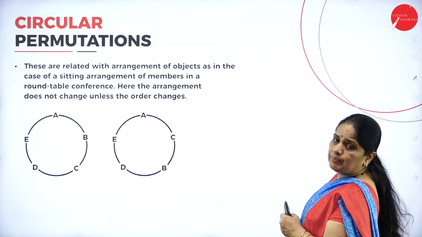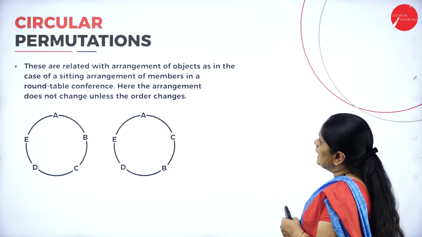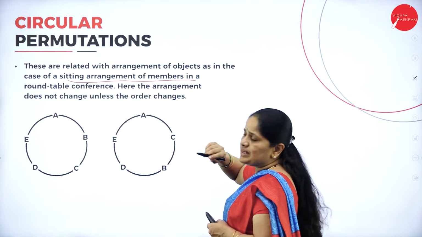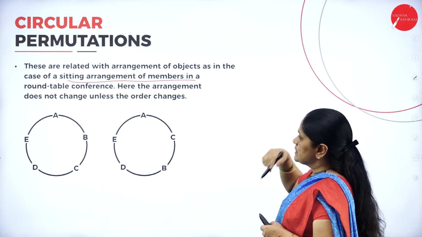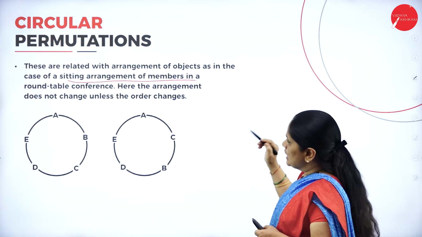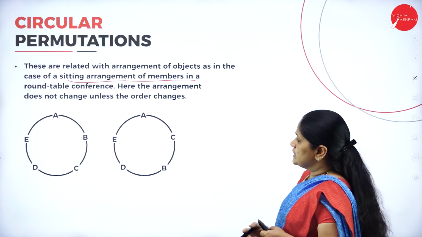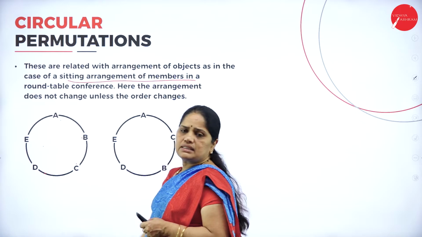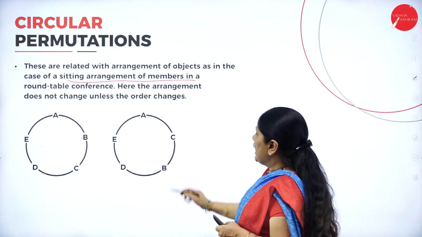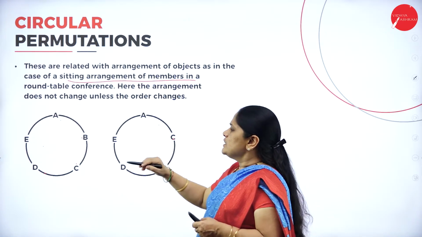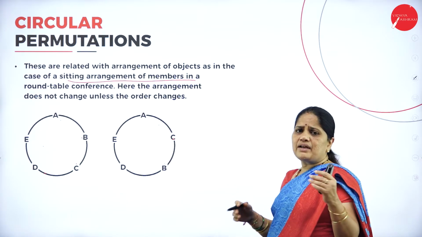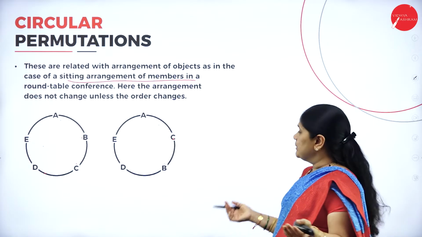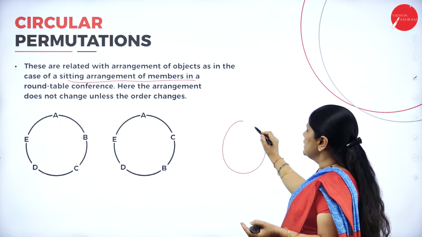Then, circular permutations. These are related to the arrangement of objects, as in the case of the sitting arrangement of members in a round table conference. So here the arrangement does not change unless the order changes. If you can see here, this A, B, C, D, E is a circular arrangement, and A, C, B, D, E is another. So you can see that both are similar. We cannot say who is sitting at the head of the table or who is sitting on the side of the table, because it is a round table.